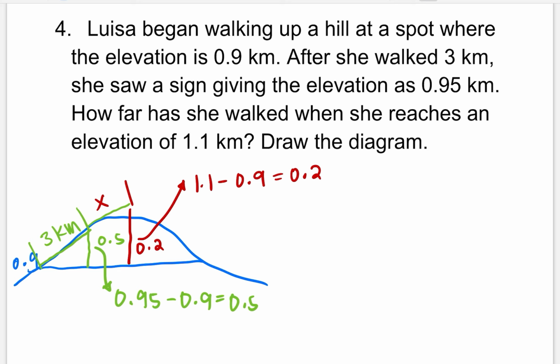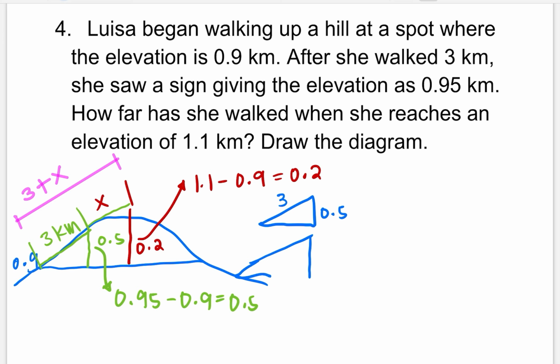The question is, how far has she walked when she reaches an elevation of 1.1? So this would mean that the whole thing is what is being asked. So we are going to do 3 plus x. But before we get there, we need to find the value of x. So if this figure looks too complex, we can split this into 2 triangles. One triangle, the small triangle, is going to be 3 and 0.05. The bigger triangle is going to be 0.2, and right here is going to be 3 plus x.